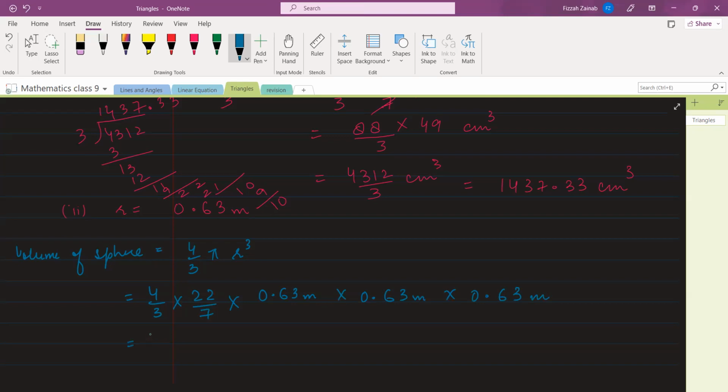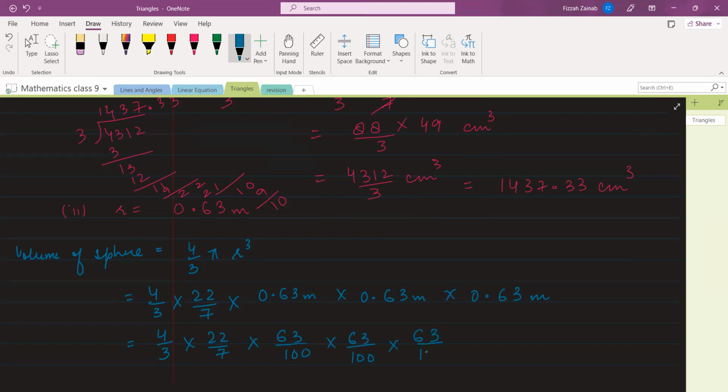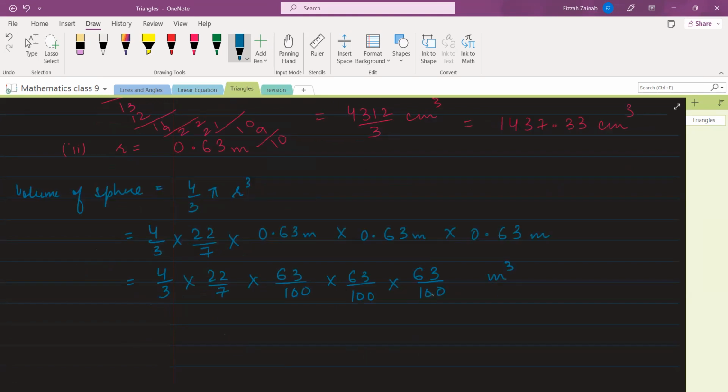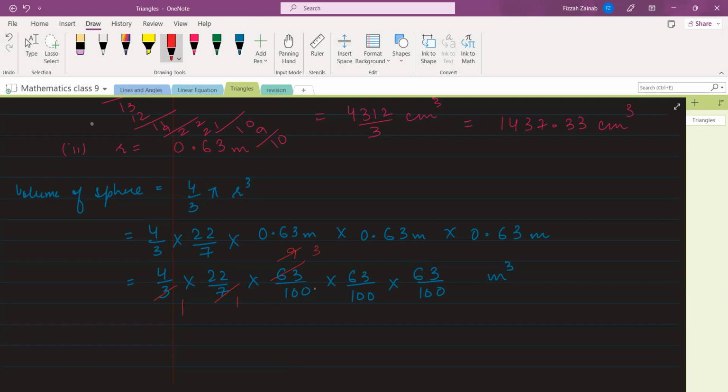Yes, ma'am. Okay, now remove the decimal first. 4 upon 3 into 22 by 7 into 63 divided by 100 into 63 divided by 100 into 63 divided by 100 meter cube, right? Okay, now 7 into 9 is 63. So 63 you can cancel. 7 into 1, 7 into 9, right? Then 3 into 1 and 3 into 3. Now don't disturb 100, okay? Just multiply.